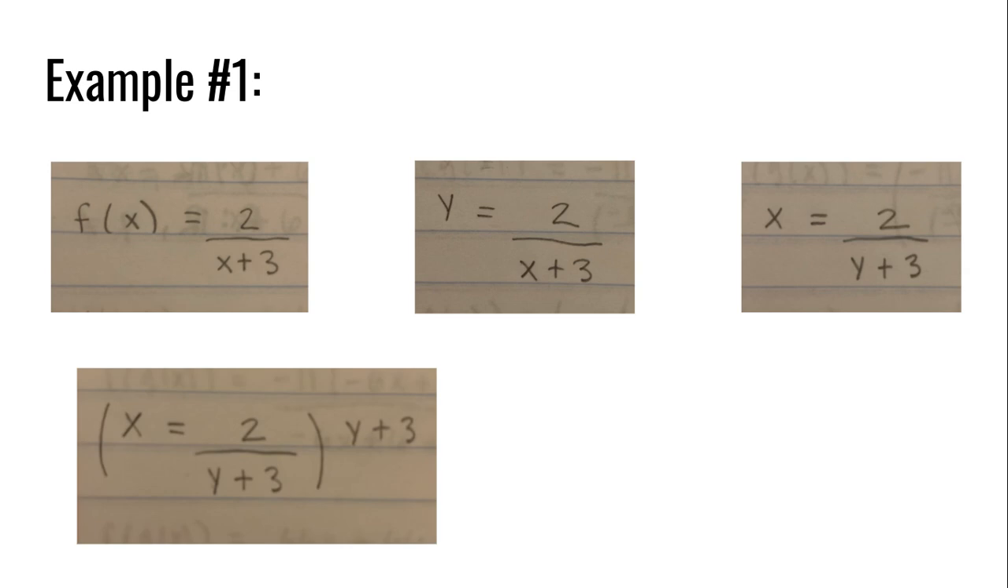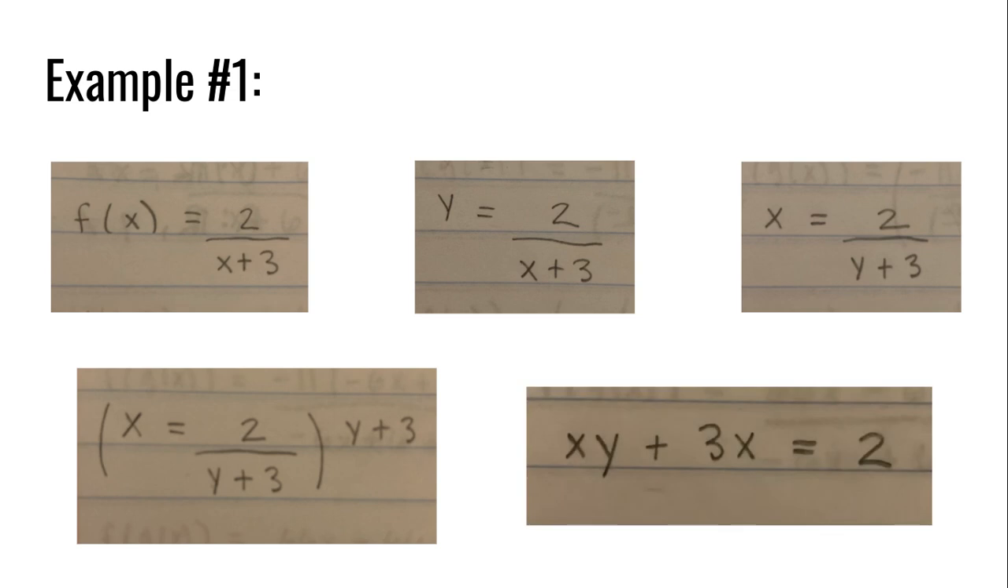Then to solve our equation for y, we're going to have to get rid of the fraction. So we're going to have to multiply both sides of the equation by y plus 3. And this is going to give us xy plus 3x equals 2.